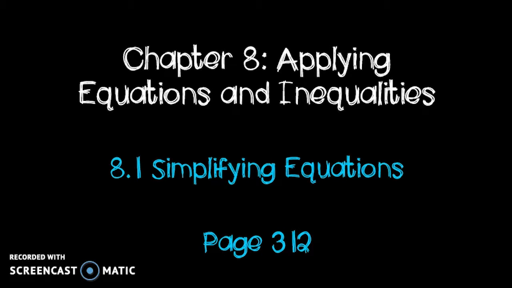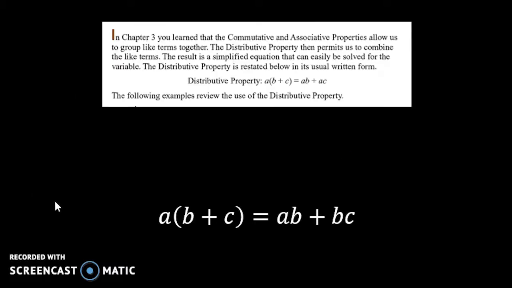We are starting Chapter 8, which is on applying equations and inequalities, and we are on 8.1, simplifying equations, which starts on page 312. So, up to this point we've done simplifying expressions, and we've done solving equations. So now we're going to combine the two different things. I have already kind of put the text in here so we can follow along, and then I'll show you some examples.